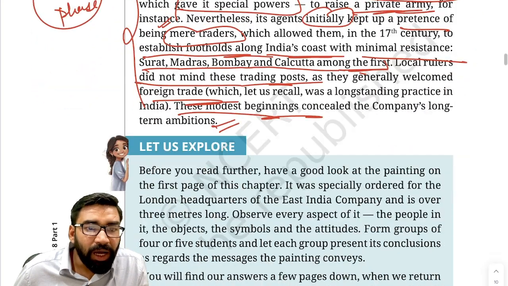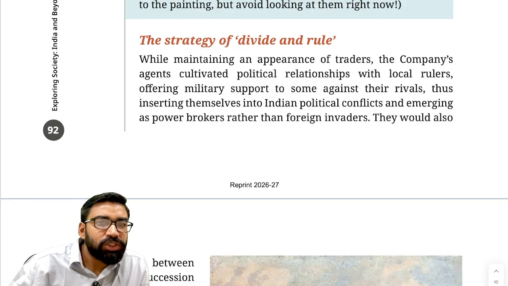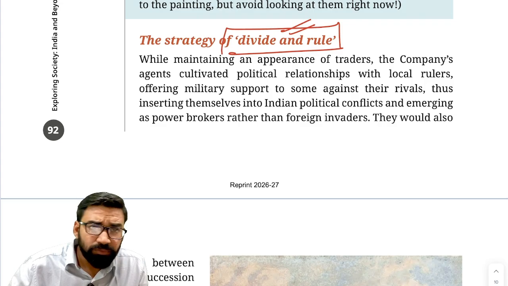Now, after this, what was the strategy applied by the British? The strategy of divide and rule. Fine. Now, what is the core principle?